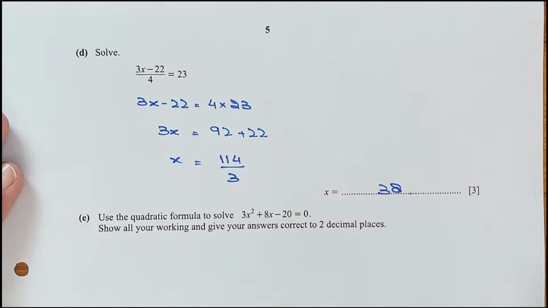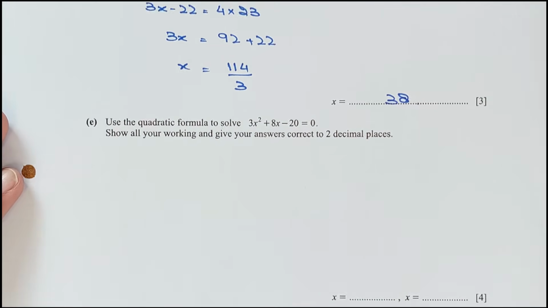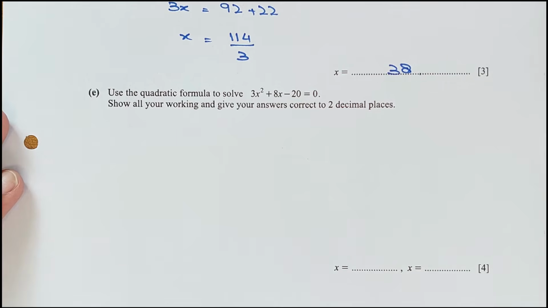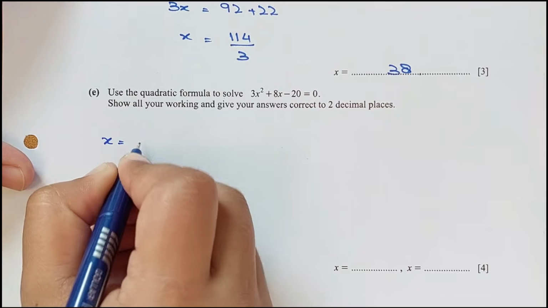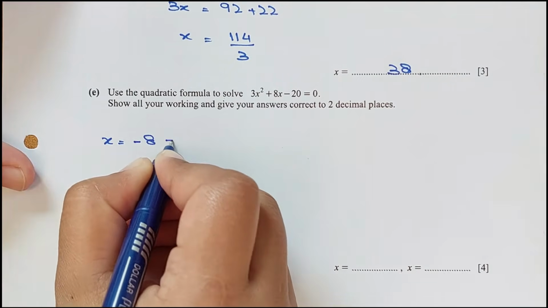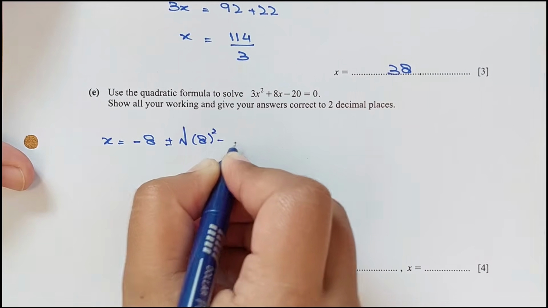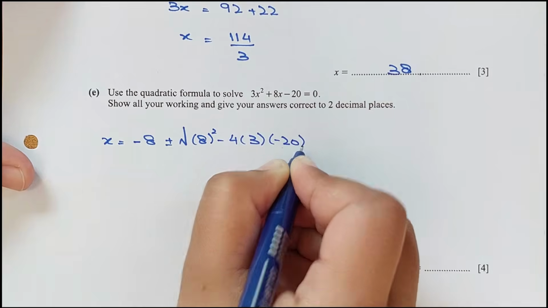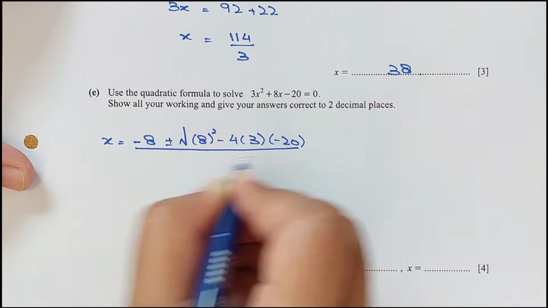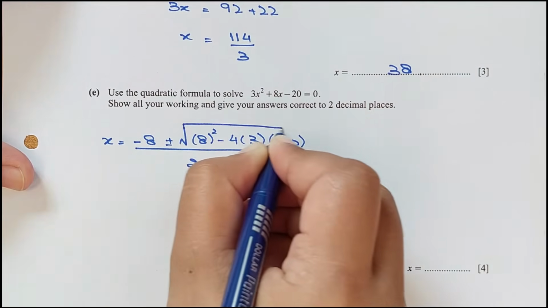All right. Now for part E, use the quadratic formula to solve 3x squared plus 8x minus 20 equals 0. Show all your working and give your answer correct to 2 decimal places. So x equals negative b plus or minus the square root of b squared, which is 8 squared, minus 4 times a, which is 3, times c, which is negative 20, divided by 2 times a, where a is 3.